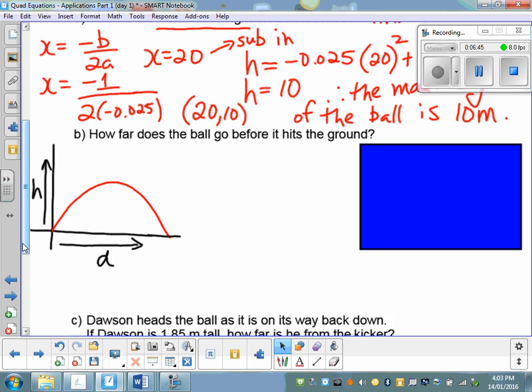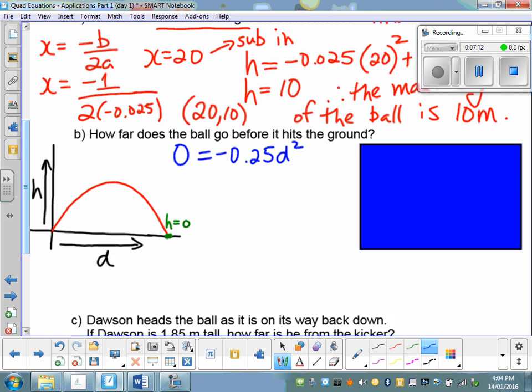I'm trying to figure out how far along D does it go when it hits that point there. And what we do know about that point there is that H is equal to 0, because there's no height on the ball when it hits the ground. So we are going to rewrite our equation from up above, but we're going to put 0 in where the H is. So it's going to look like that, and then plus D. So the only thing I've done there is sub 0 in for H.